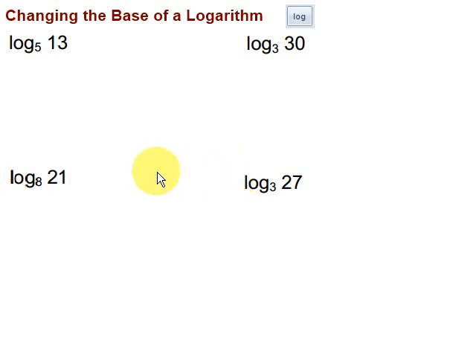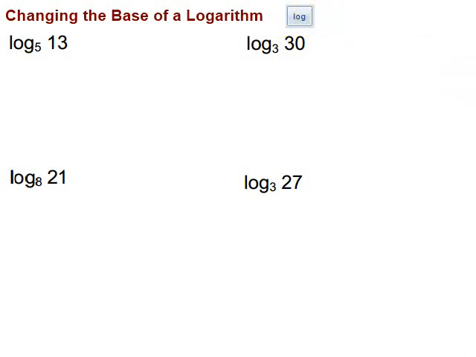In this video, we're going to take a look at changing the base of a logarithm. Now, the reason that we have to worry about changing the base of a logarithm is that most calculators have a button like this one that we see here. And remember that when we're working with logarithms, if there's no base written, that's base 10. Well, the problem is that sometimes we have to figure out logarithms that are things other than base 10.